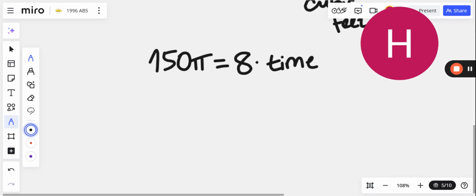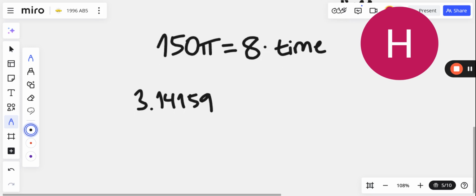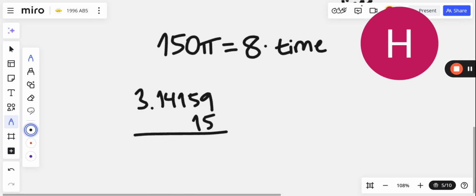Let's figure out what 150 pi is. I guess I'll use like that. That seems like plenty to use for pi, right? Let's just multiply it by 15 and then put a 0 on it at the end.